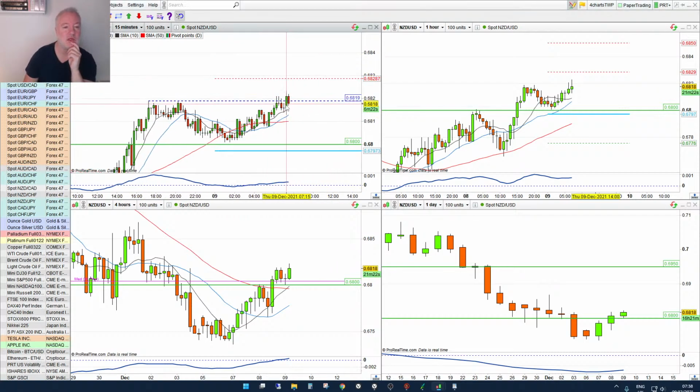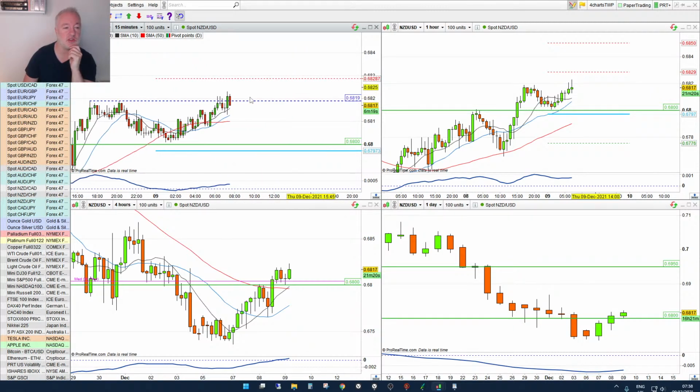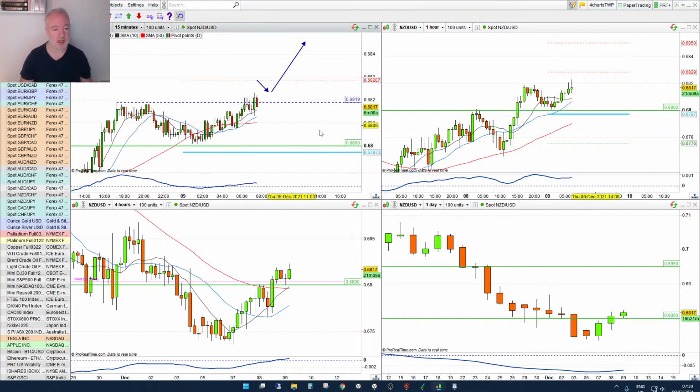So again, I'm going to be looking for continuations to the upside here. I'm going to be looking for price to potentially come back into the moving averages or come back to test this. Continuations there. This is interesting. I want to see something here.